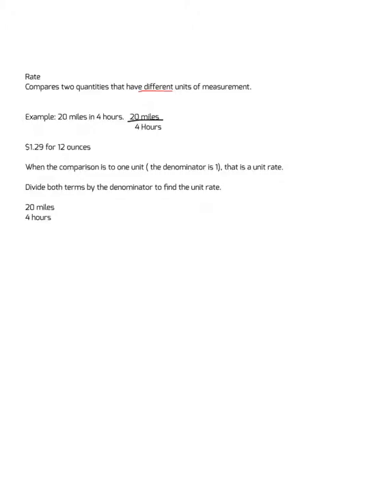Another example would be $1.29 for 12 ounces. So what would be your two units of measurement that you would have here? You would have money, or price, better if we say price, and then the unit would also be ounces.